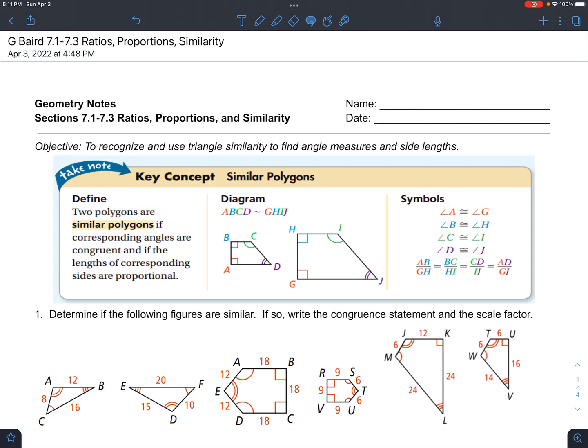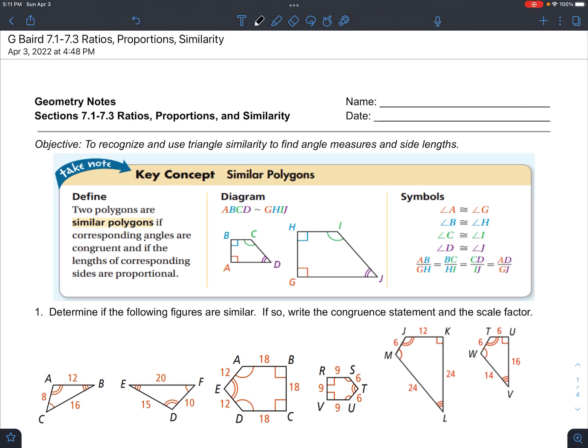All right, let's continue our talk about geometry with the new section on similarity. So similarity is different than congruence. Remember, congruence means that the two figures are identical, whereas similarity means that the angles are congruent between the two figures, like the corresponding ones, but the lengths are not equal, but they're proportional.